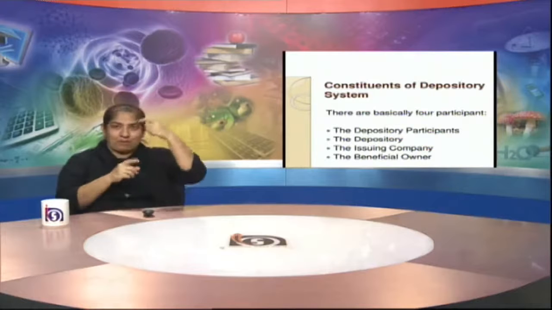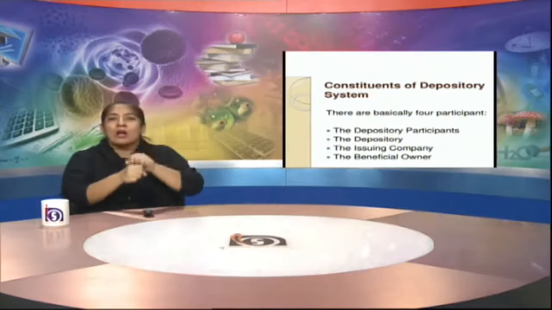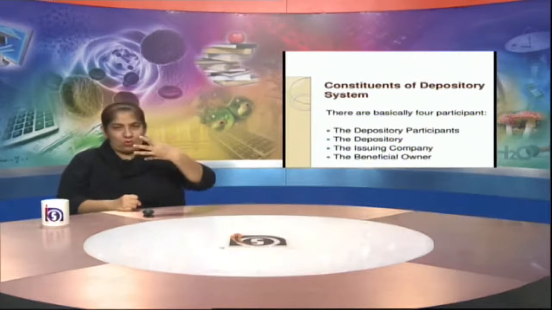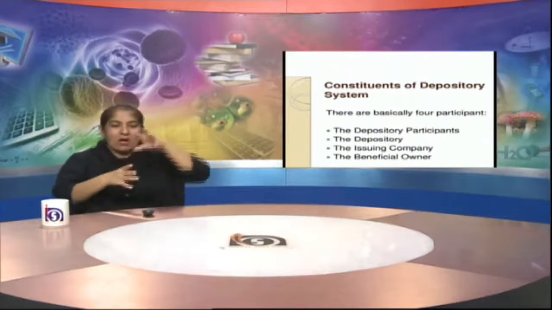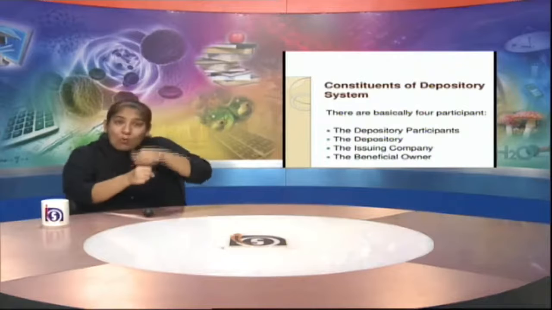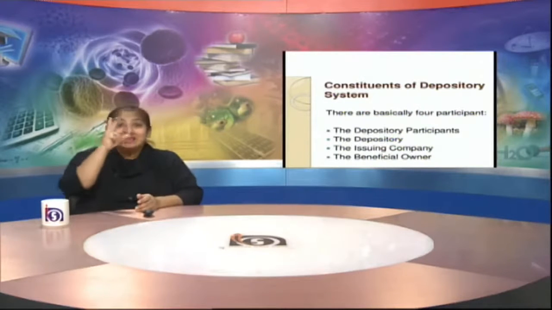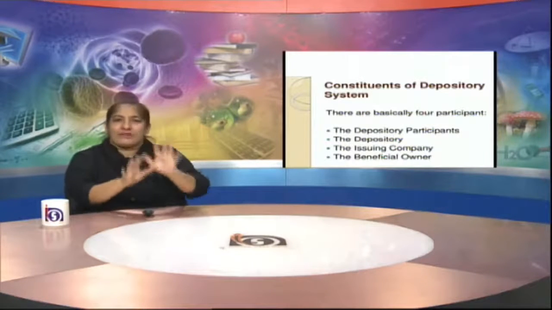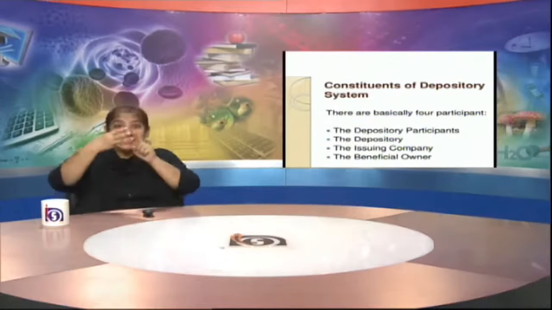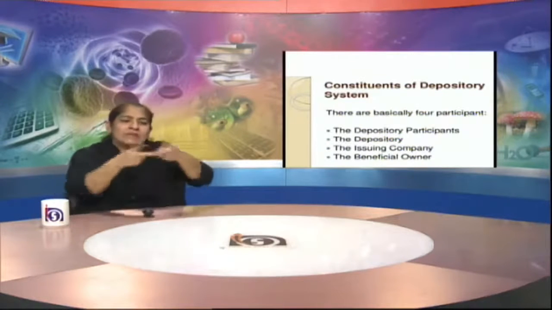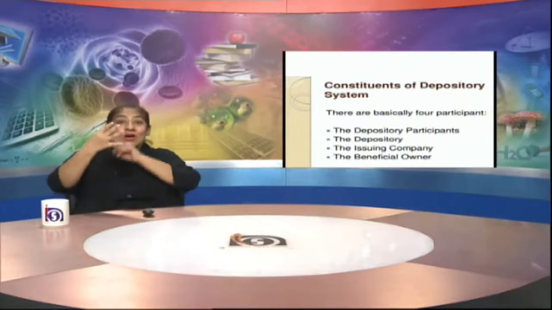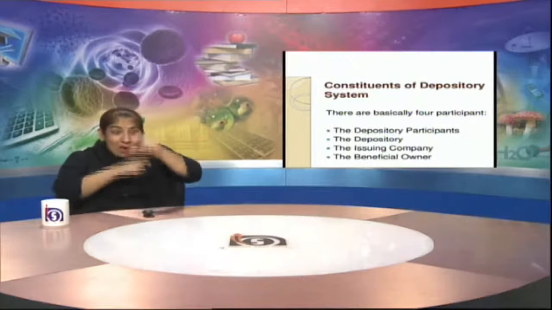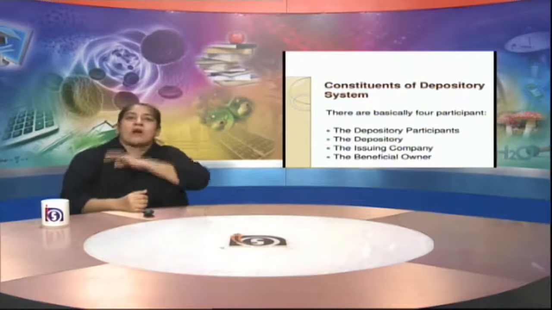Now let us discuss the constituents of the depository system. Basically, there are 4 participants. The first one is the depository participant. The second is the depository. Third is the issuing company. And the fourth is the beneficial owner.